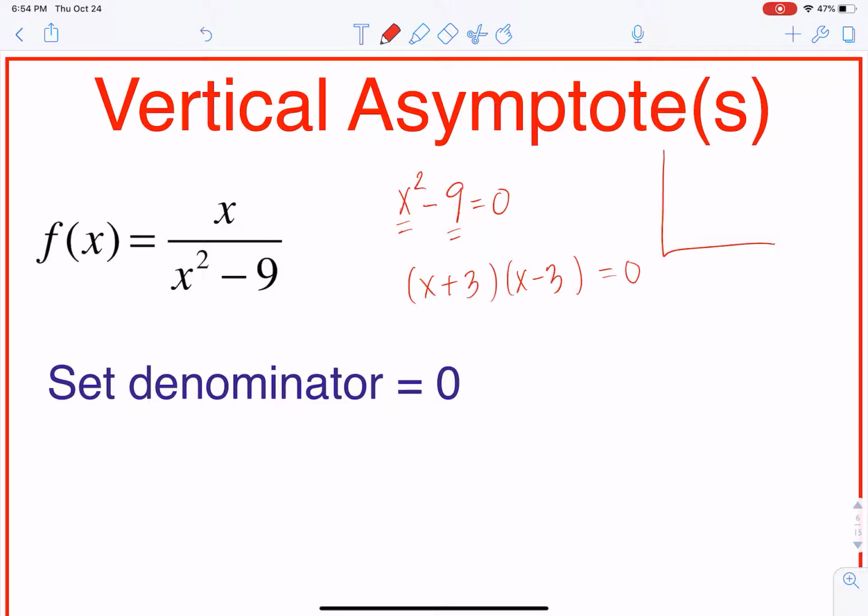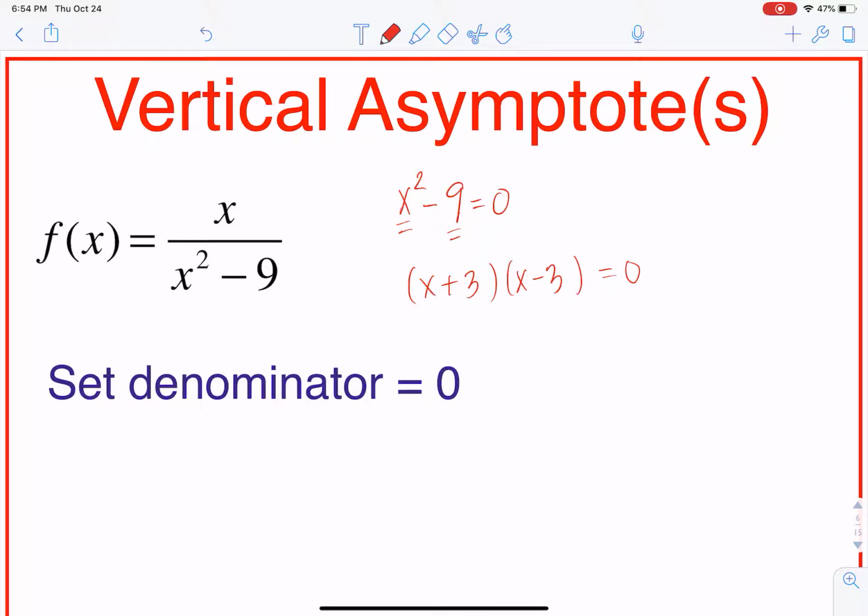For those of you that aren't familiar with the difference of two squares, it's a squared minus b squared is equal to 0. I can factor this into a plus b and a minus b. So if I have x squared minus 25, this factors into x plus 5 and x minus 5. So just a little side note for some factoring tricks off to the side there.